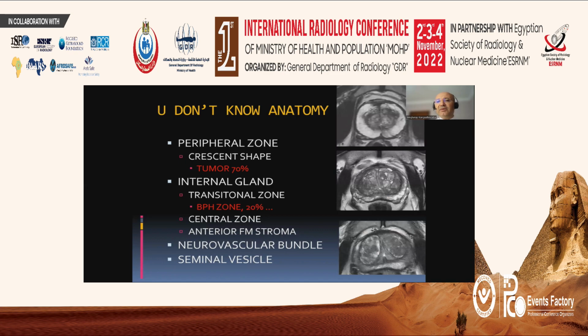And the anatomy is very important because it's different in different patients. And sometimes you can see circular shaped peripheral zone. You see squeezed peripheral zone, or you can see different transitional zones. And we have to be aware that there is transitional zone, central zone, and anterior fibromuscular stroma. And I'm going to touch on these.